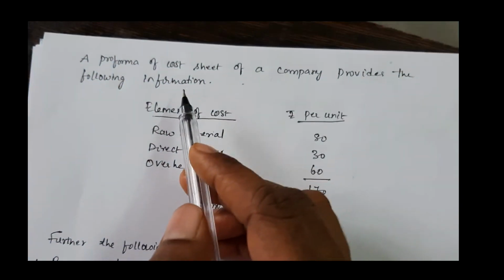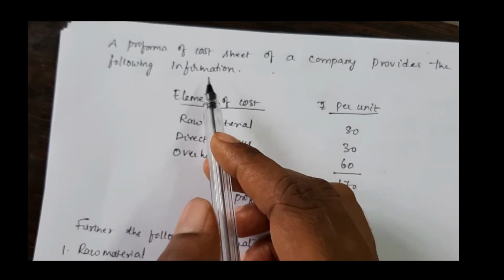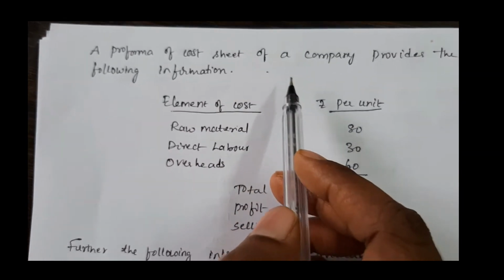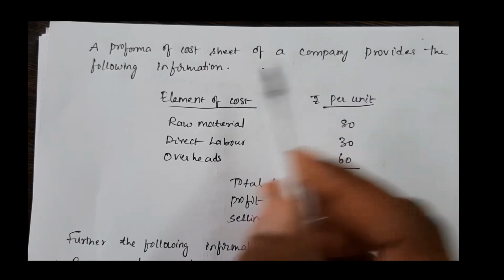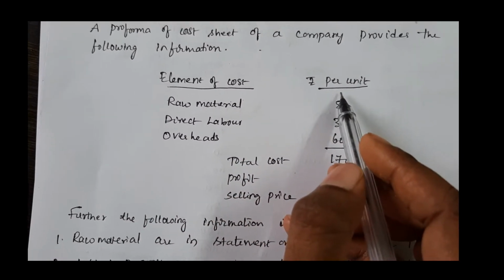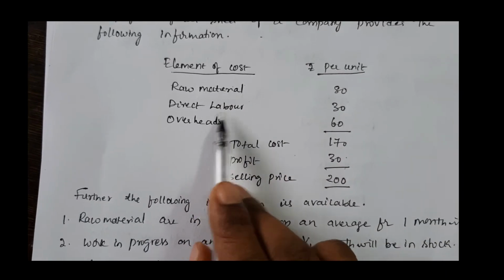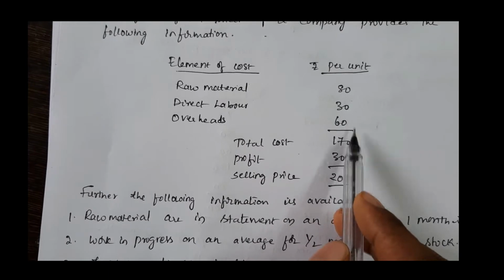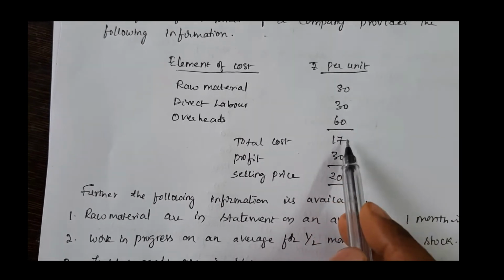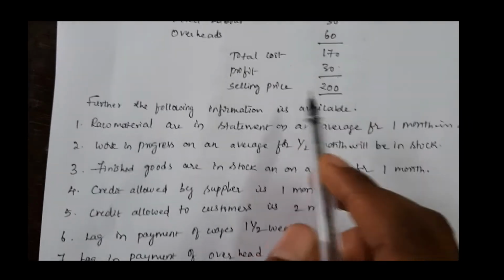Hi all. Now we will see a sum on estimation of working capital. A pro forma of cost sheet of a company provides the following information. Element of cost, rupees per unit: raw material 80, direct labor 30, overhead 60, total cost 170, profit 30, selling price 200.